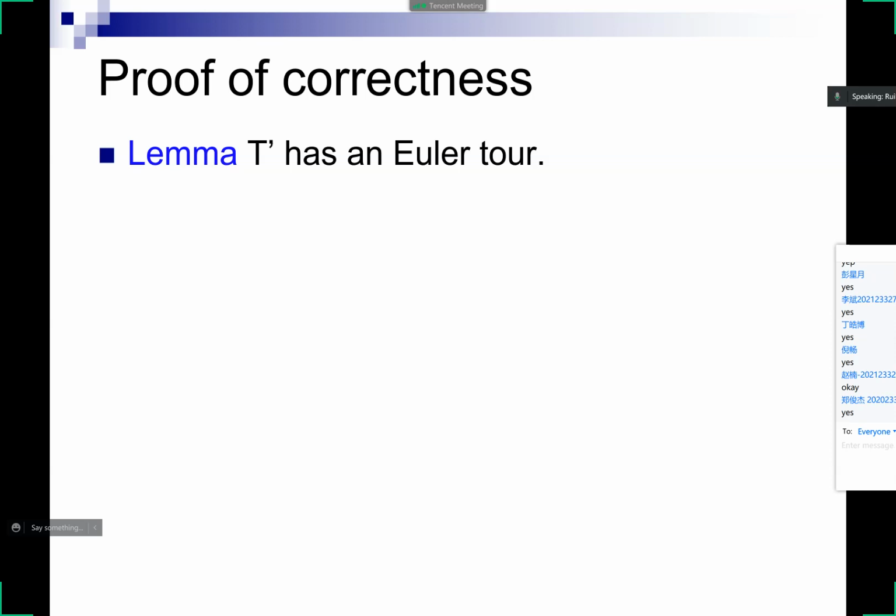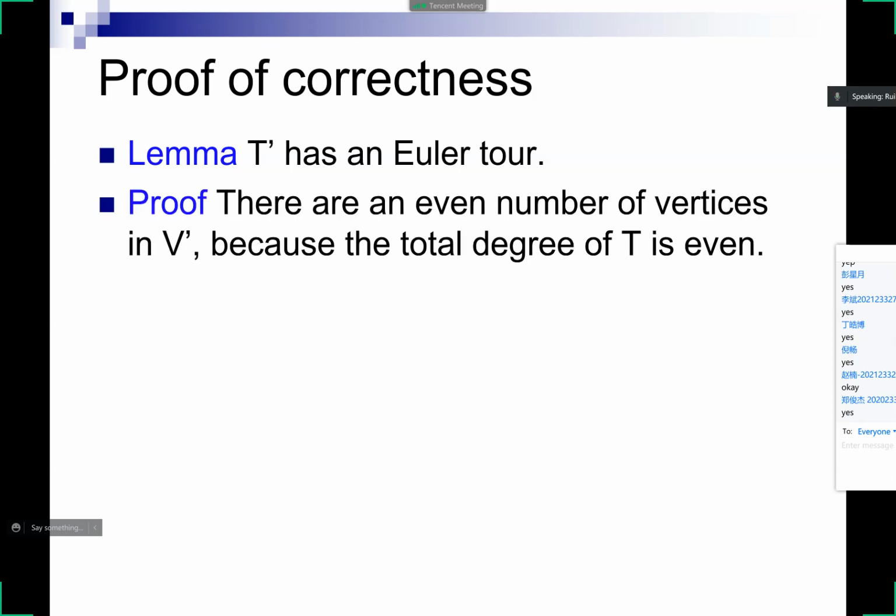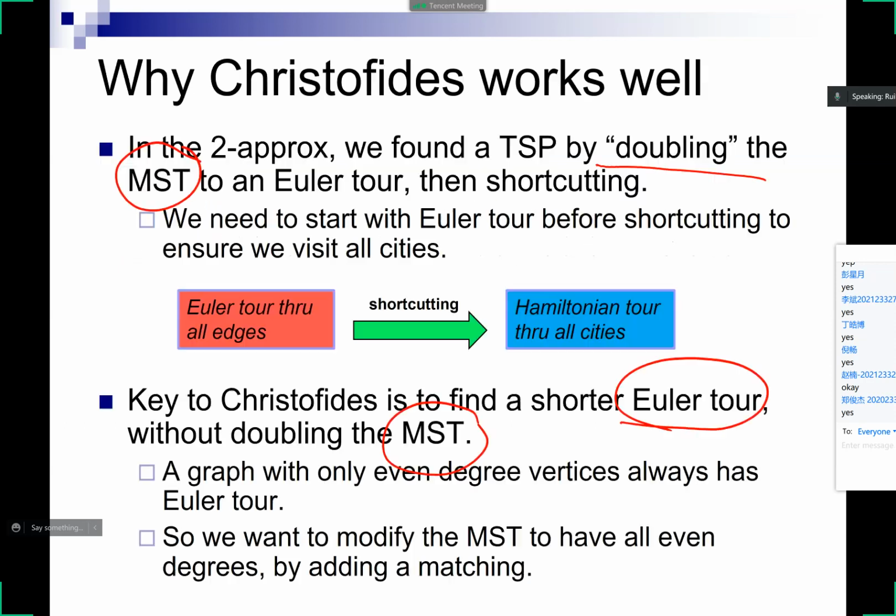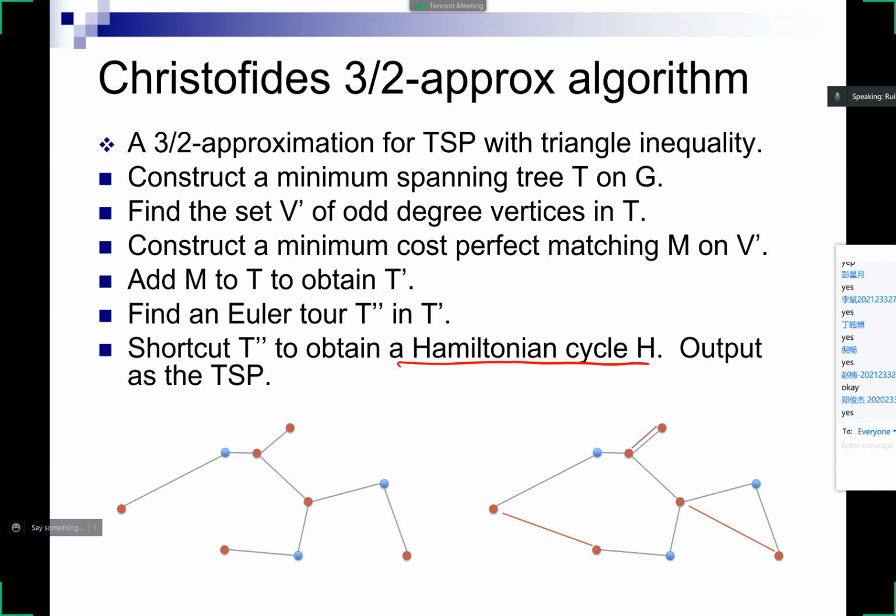So the first thing we need to prove is that this T prime, which is the MST plus the perfect matching, actually has an Euler tour. To prove this, the first claim is that if you look at V prime, which is the set of odd degree vertices, then there are an even number of vertices in V prime. For example, if you go back to the graph over here, you see that you have 6 odd degree vertices, and the claim is that we always have an even number of odd degree vertices.